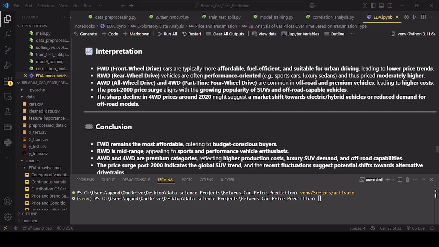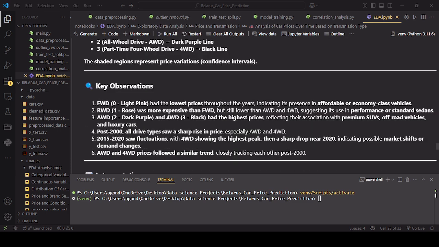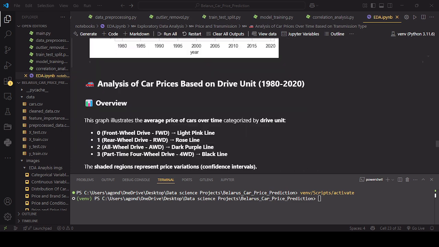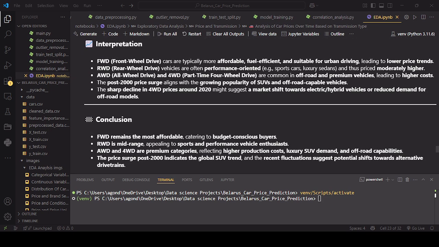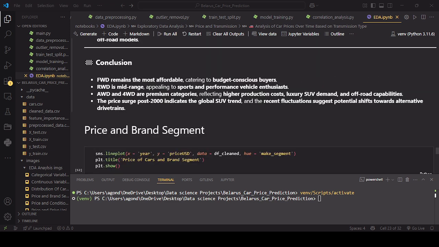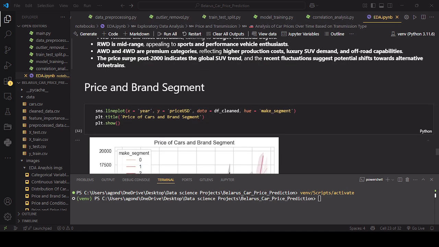And then after the growing popularity of SUVs, off-road capable cars increased significantly, and there was a sharp decline in four-wheel part-time around the year 2000. Okay, so FWD remains the most affordable, then the mid-range, then premium ones.